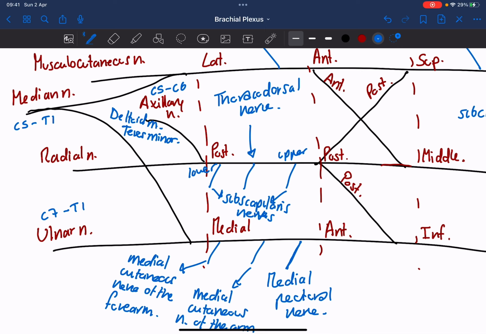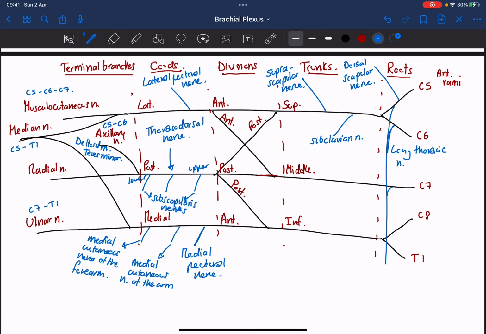The hypothenar muscles, there are 3 muscles there. And the palmar interossei, dorsal interossei, and the adductor pollicis are all supplied by the ulnar nerve. Like the other nerves, the ulnar nerve has also its own sensory supply. Again, we'll talk about it later on. But just keep in mind that it has both motor and sensory supply. Okay, so that concludes the video today on the brachial plexus.